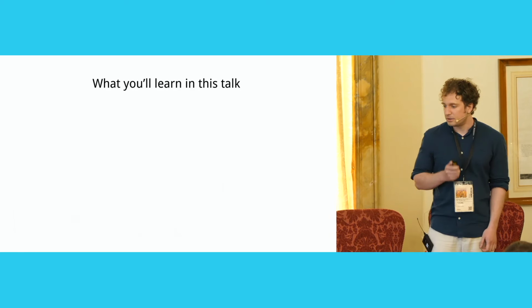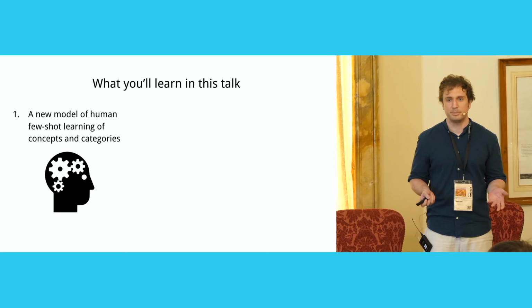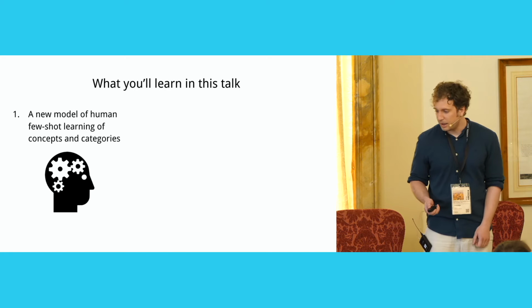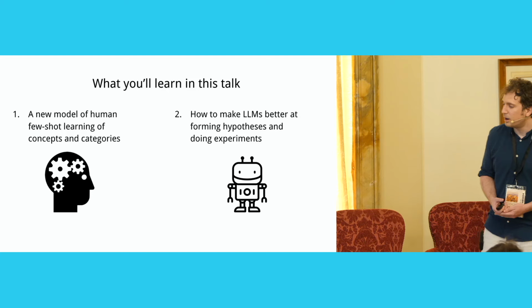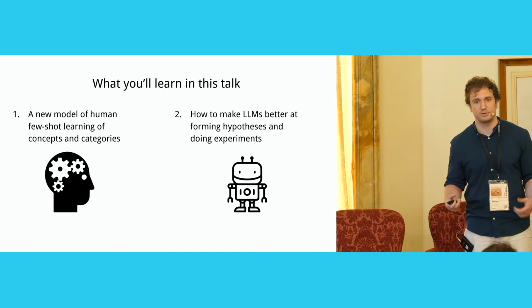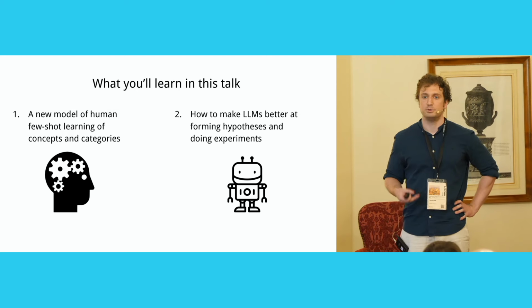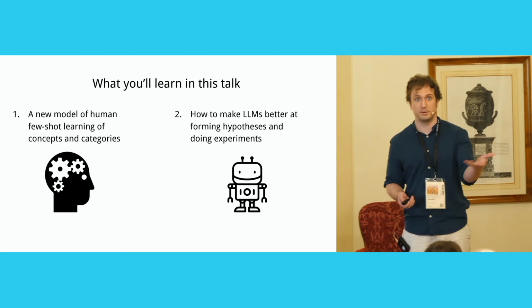So let's get started. I'll be talking about two things. One is on the human side. I'll be talking about a combinatorial model of how we learn concepts and categories from a few examples. And a key part of this model is going to be an LLM. And so you're also going to be learning tech for using LLMs to be better few-shot learners, and also using them to do better active inference, better experimentation.